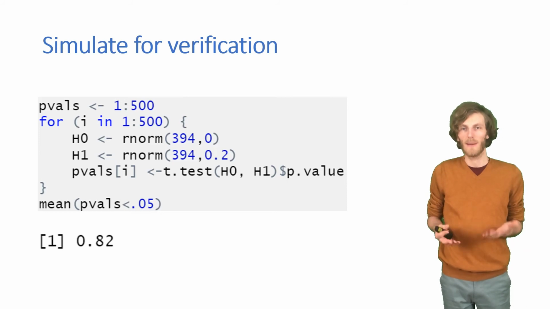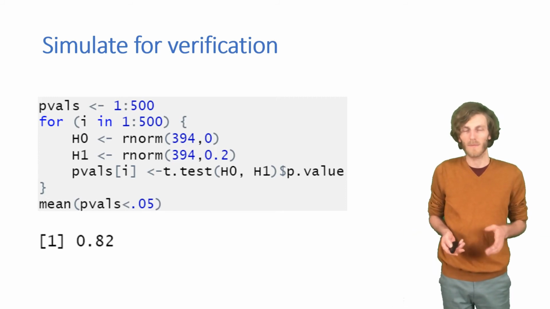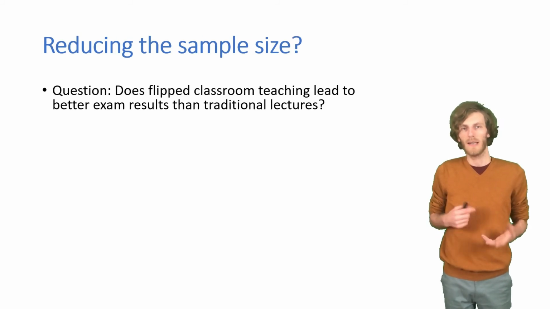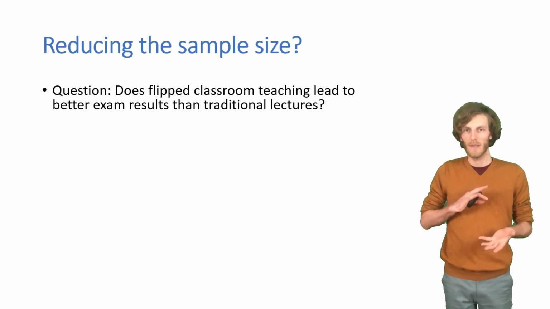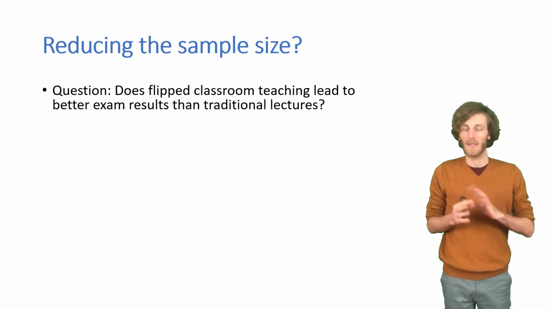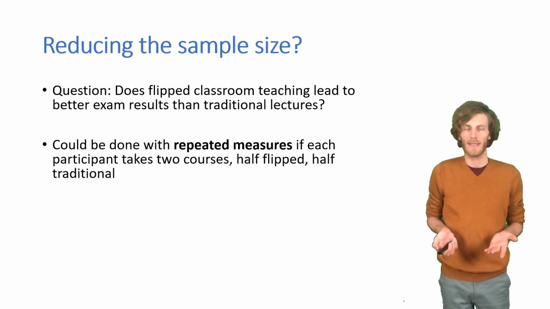We would need about 800 participants to run a meaningful study into this question. Unless we expect that the effect size is a lot larger, but we have little reason to expect that based on the literature. So what could we do to reduce the sample size? Well, we could ask the question a bit differently, say, does flipped classroom and traditional lecturing have a different effect in a couple of courses? And then we could do it with repeated measures.